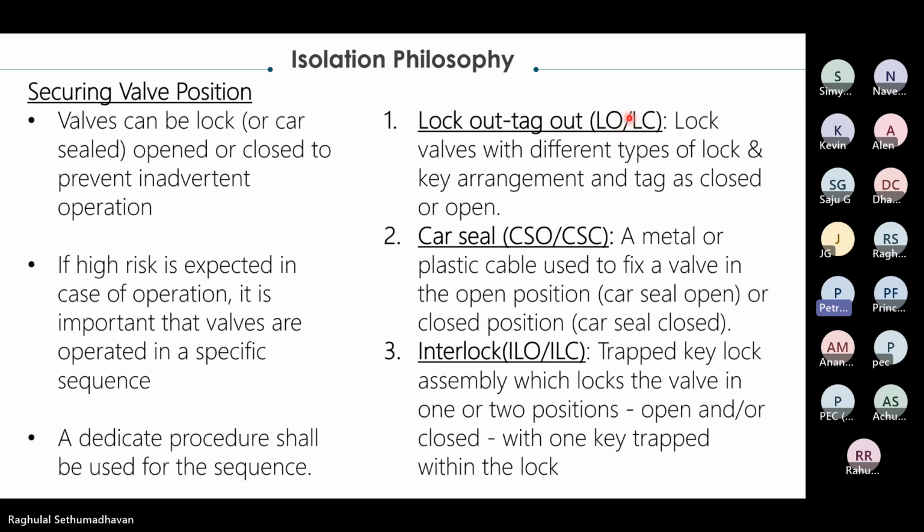One is lockout type, that is lock open or lock close. This will be simple locking arrangements with key or tag. Then car seal open and car seal close system. Instead of a lock, it will be a metal or plastic cable, fixed on the valve so that someone by mistake doesn't open or close it.